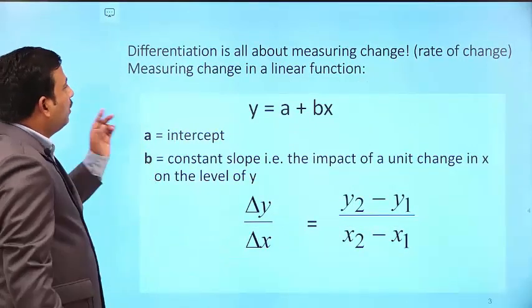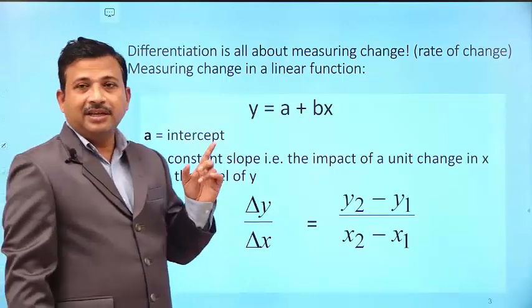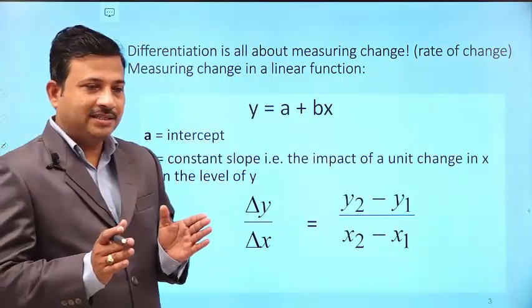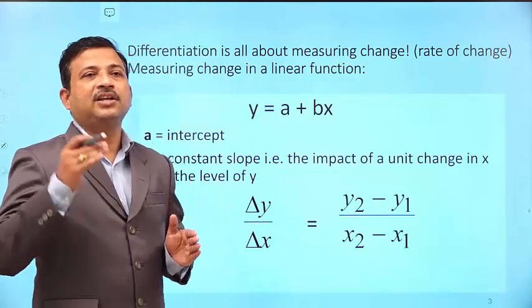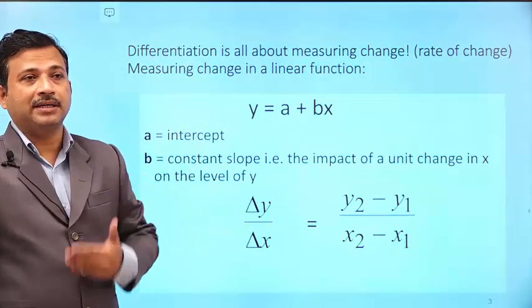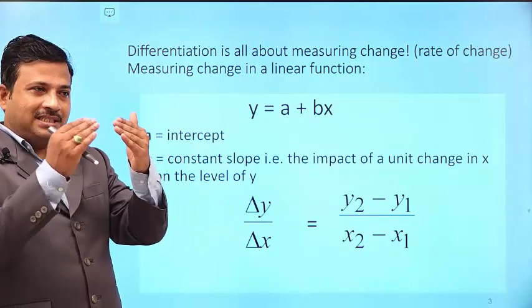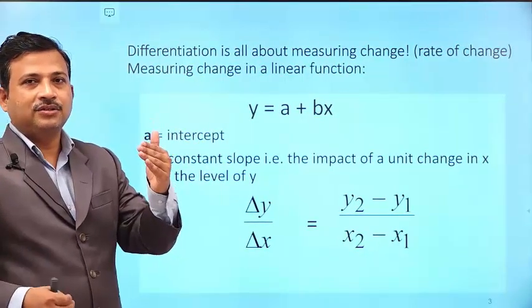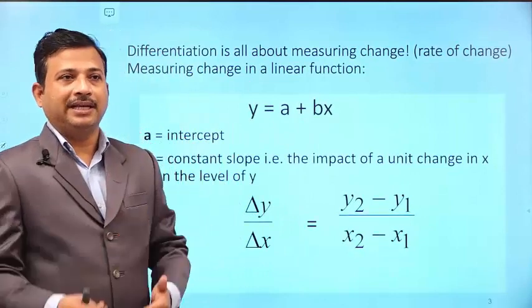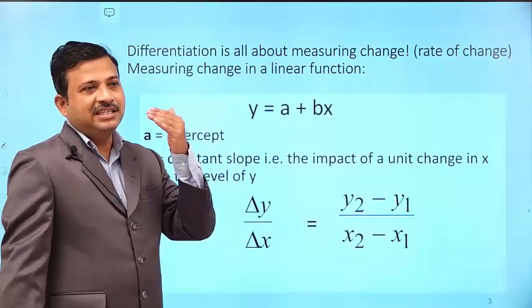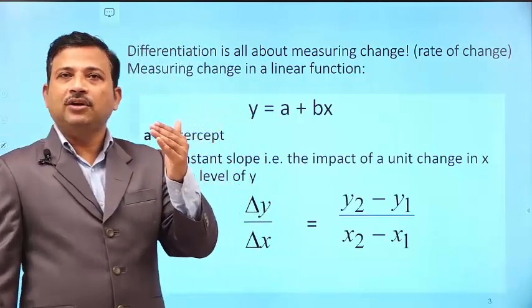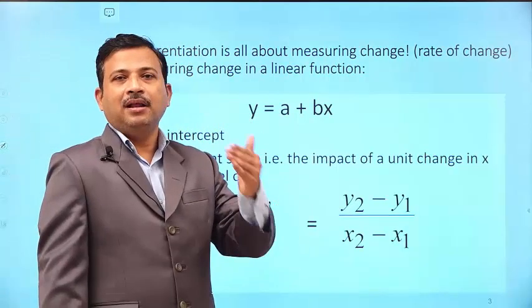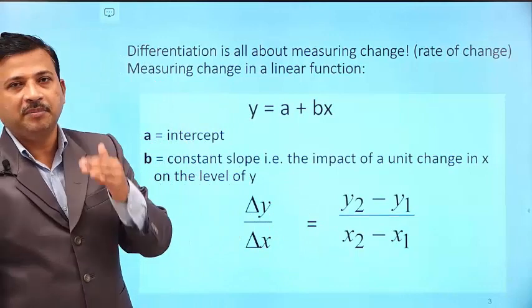Differentiation is all about measuring the change. Differentiation is nothing but measuring the change. So what you write for differentiation is immediately dy by dx. So y is changing with respect to x. So y is depending on x. Is it clear? Since y is depending on x, y is called your dependent variable and x we call the independent variable.